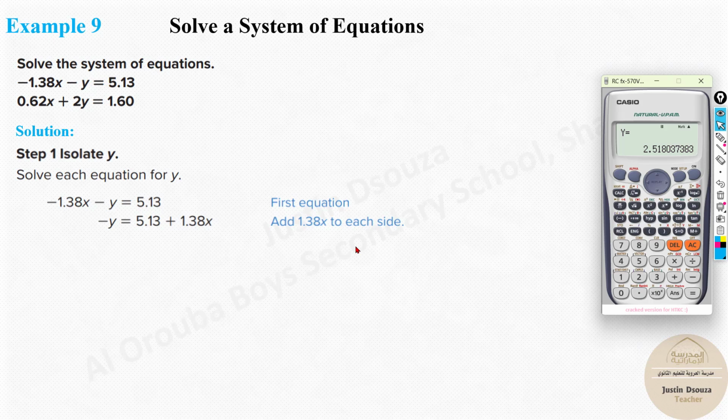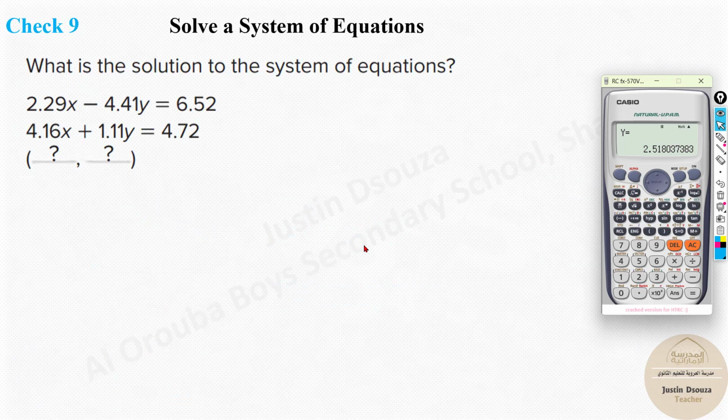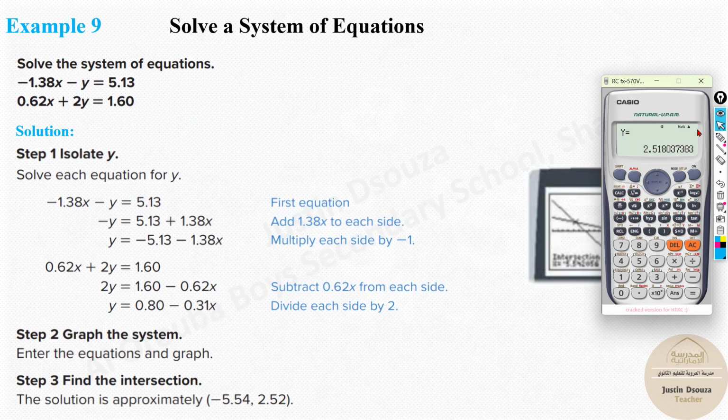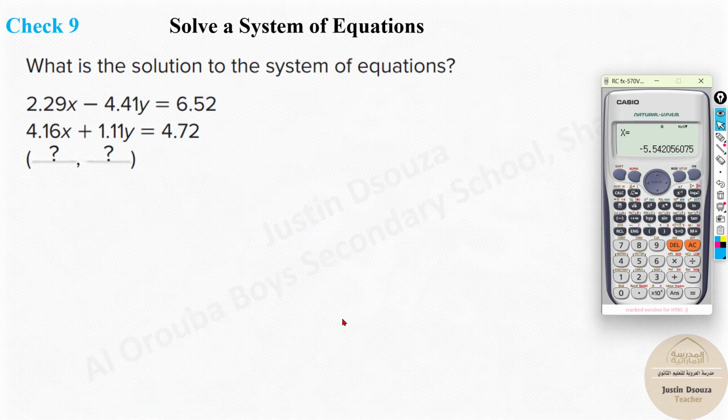negative 2.51. Let's just check this. Yeah, that's the correct answer, 2.52 approximately, and then the first one was negative 5.54. That's it. Or you can do it in a graphing calculator as well.